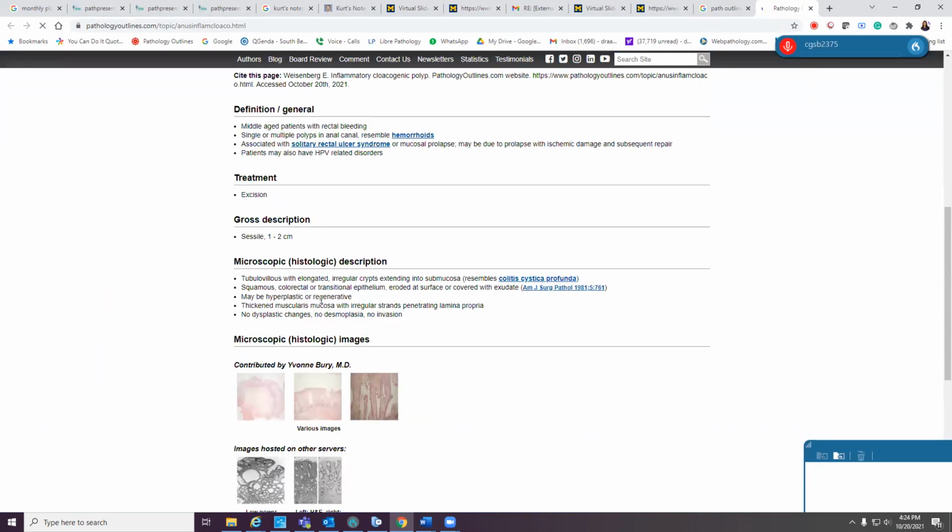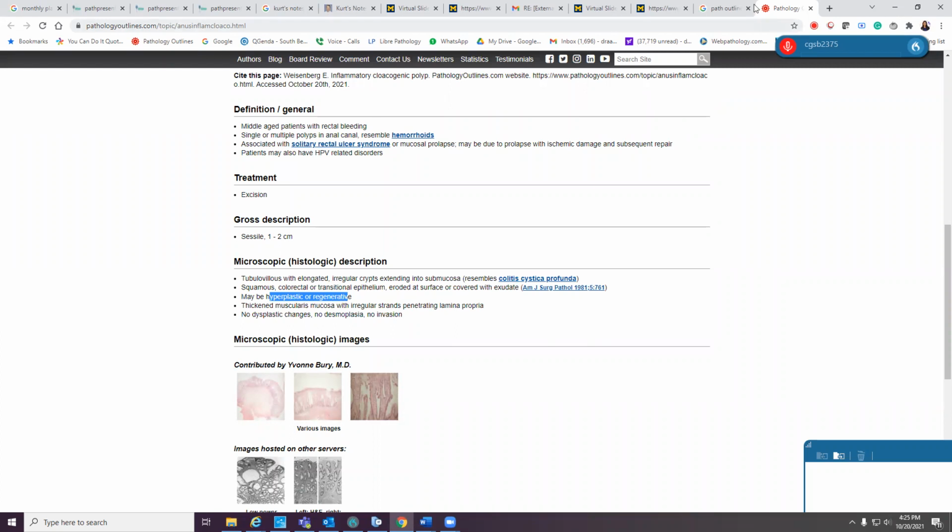Tubulovillous elongated irregular crypts extending into the submucosa, squamous colorectal or transitional epithelium eroded at the surface. That's what we saw. The colorectal epithelium was eroded at the surface, covered with exudate, so that's more granulation tissue. Hyperplastic regenerative changes, we saw that. And thickened muscularis mucosae with irregular strands penetrating the lamina propria, we saw that too. And no dysplastic changes, no desmoplasia, no invasion. So apart from what we saw, there were more hyperplastic and regenerative changes.